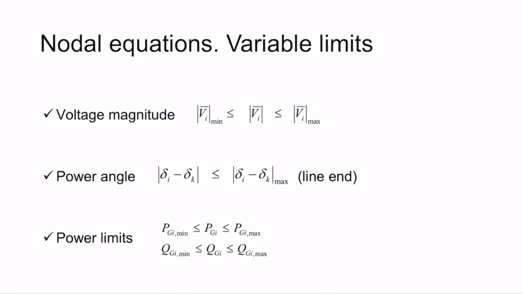Typically we have limits on the magnitude, so the voltage has to be between some minimum and maximum limits. The difference of phase angles between two nodes is also limited by some maximum. Power generated has to be between some limits, so it cannot exceed the capacity of the generator, either in active or reactive power. And generators typically have some minimal active and reactive power, meaning if I'm switching on a generator, it will be producing some minimum active and reactive power.